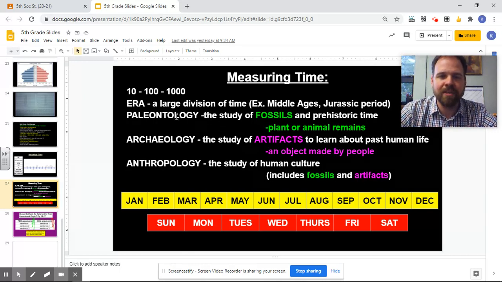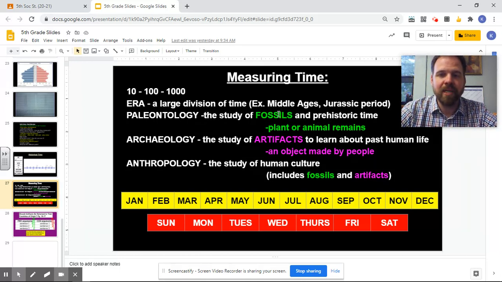So for paleontology, you have the study of fossils and prehistoric time. So real quick, obviously prehistoric time is any time that is before recorded human history. It doesn't mean that humans did not necessarily exist yet, but it does mean that they did not have a language or any means of written communication that we still know of today. So paleontologists study prehistoric time.